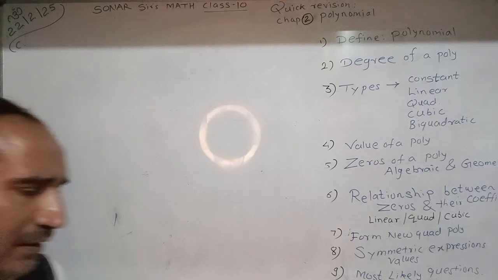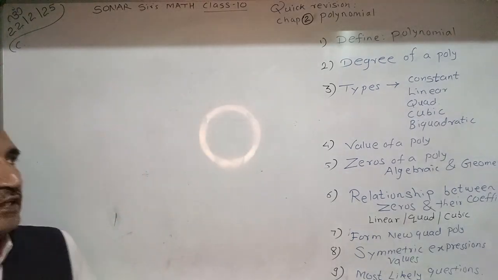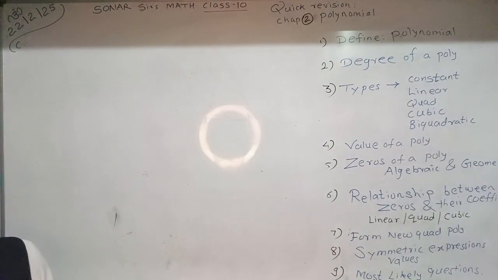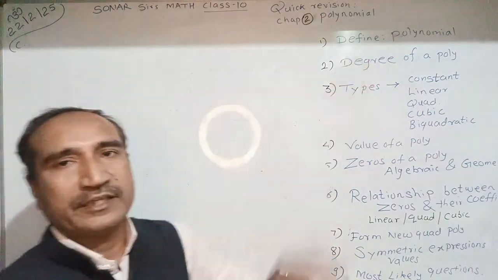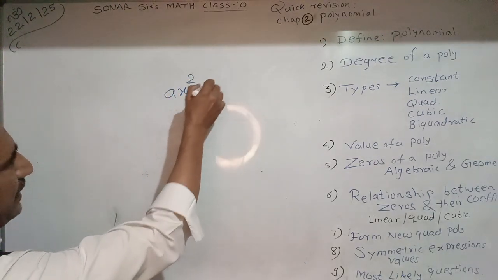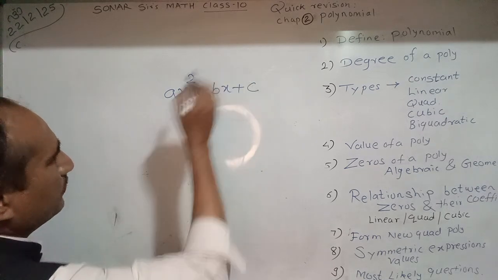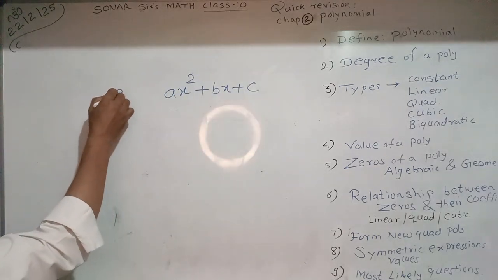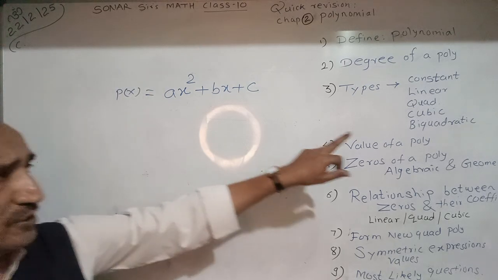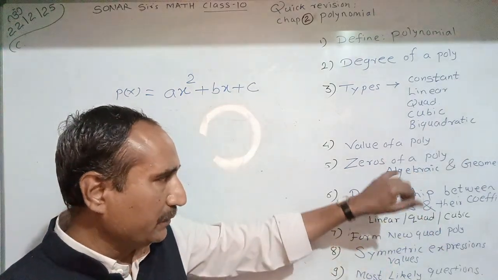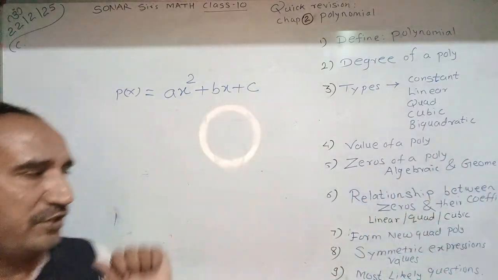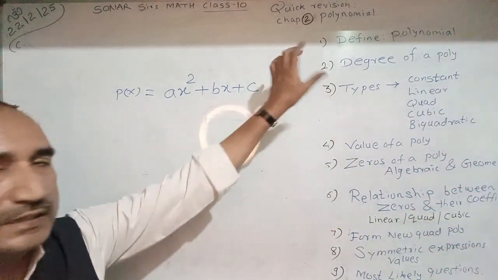Now in polynomials, we have to deal with linear, quadratic, cubic and biquadratic. So let's discuss the quadratic equation. You know the standard form of a quadratic equation is ax square plus bx plus c. This is a quadratic form. This one is a quadratic equation. Now we have to discuss the relationship between the zeros and their coefficients, and this is one of the important parts of this chapter.